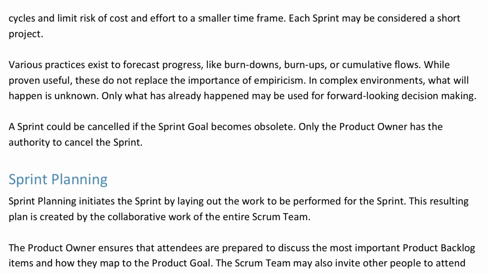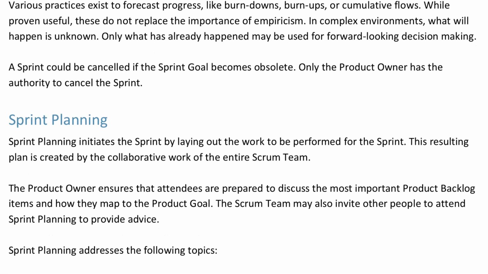Various practices exist to forecast progress, like burn downs, burn ups, or cumulative flows. While proven useful, these do not replace the importance of empiricism. In complex environments, what will happen is unknown. Only what has already happened may be used for forward-looking decision-making. A sprint could be canceled if the sprint goal becomes obsolete. Only the product owner has the authority to cancel the sprint.